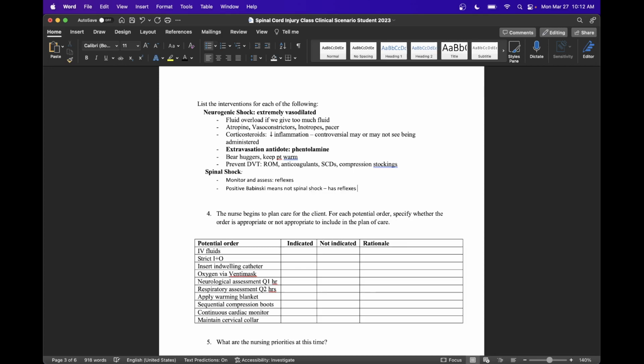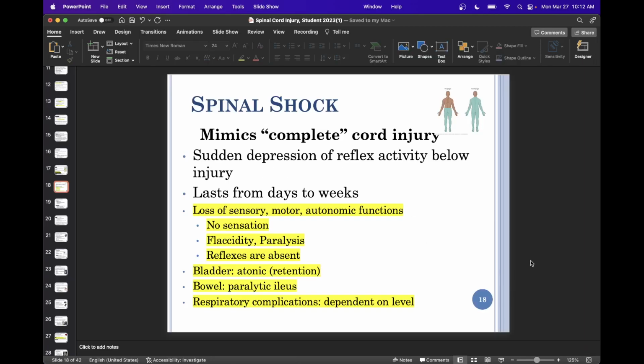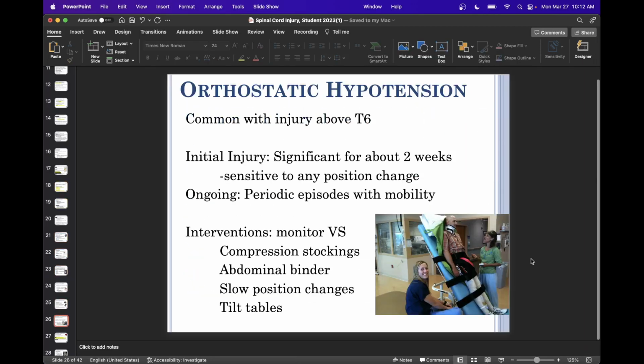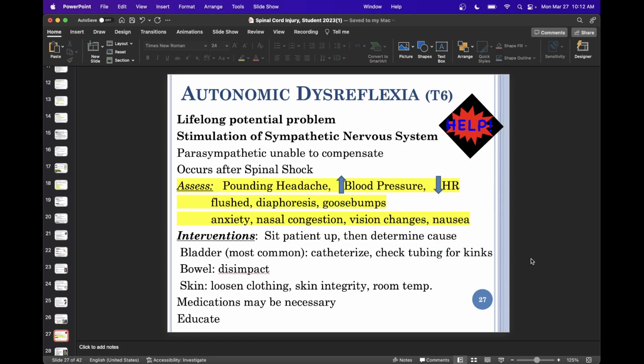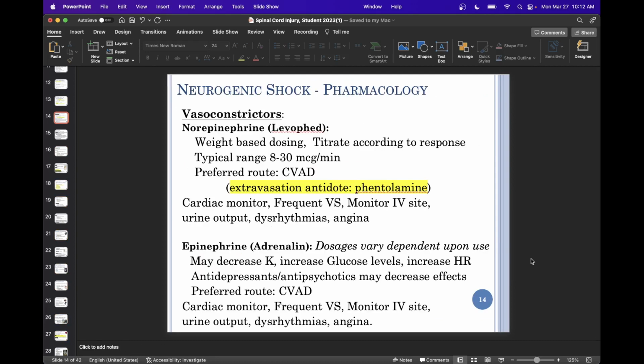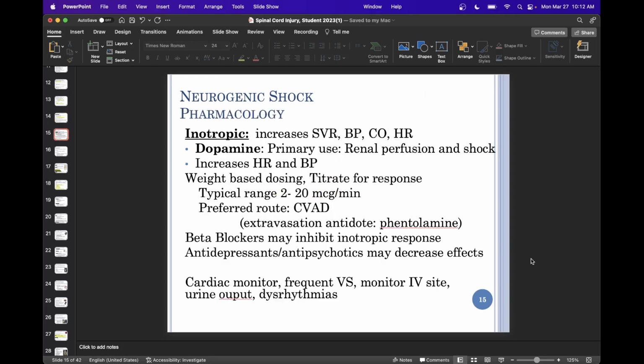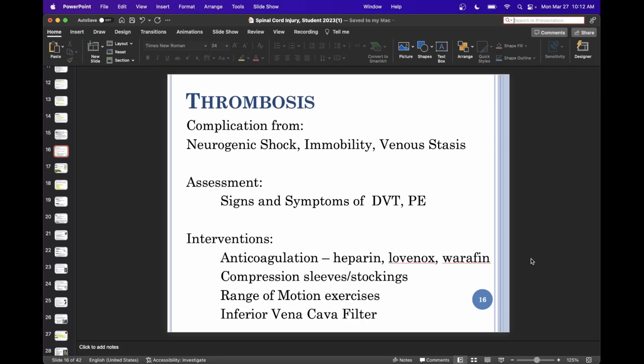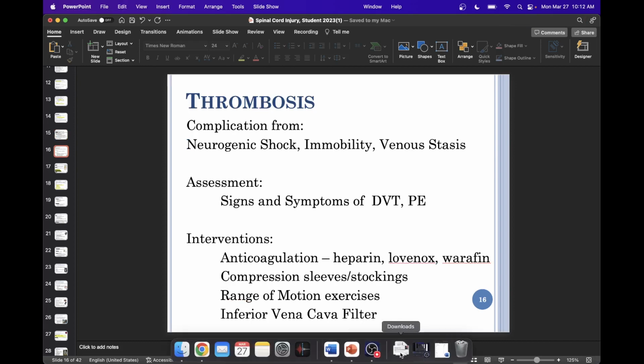Do any of us want a positive Babinski? No, we don't. But let's put this away for a moment and think about what spinal shock is and what our interventions are. How do we recognize a patient's in spinal shock? I'll say it again, there's no movement, no sensory, there's no reflexes. He's got a positive Babinski. He's not in spinal shock. It's very easy to determine when someone's in spinal shock. They mimic a complete cord injury. They've got nothing. Okay?